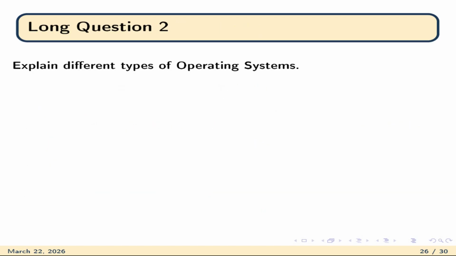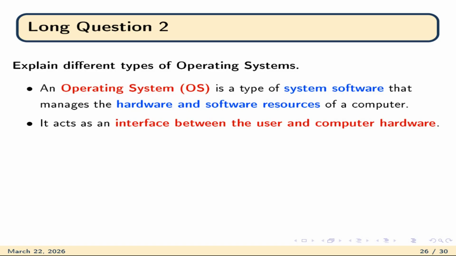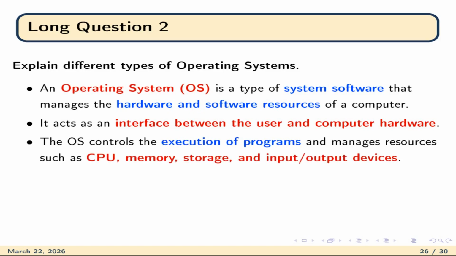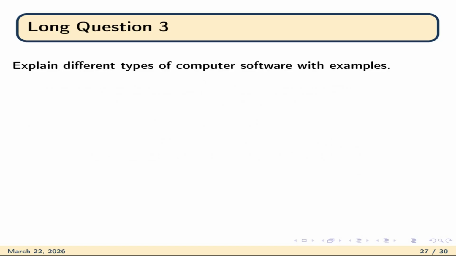Explain different types of operating system. An operating system is a type of system software that manages the hardware and software resources of a computer. It acts as an interface between the user and the computer hardware. The OS controls the execution of programs and manages resources such as CPU, memory, storage, and input-output devices. Different types of operating systems are designed for different computing environments.